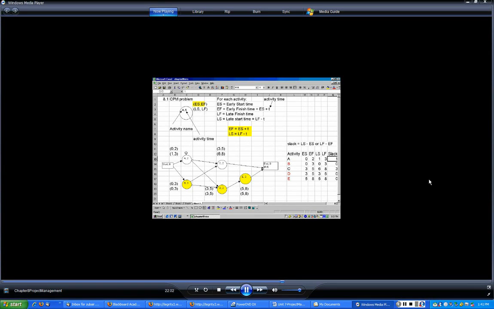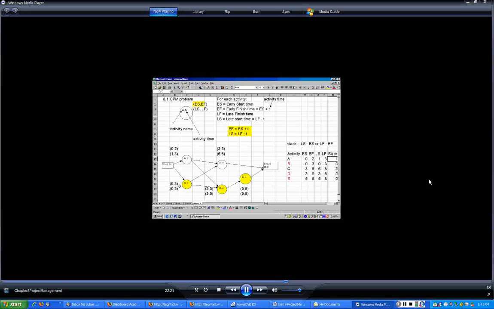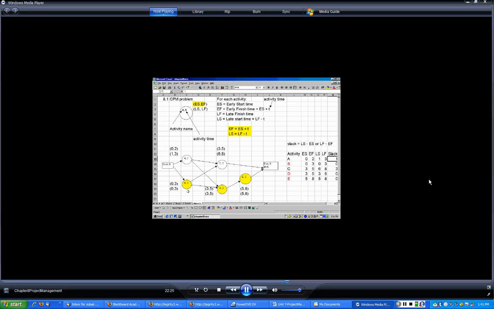Okay. How soon can activity A start? Right now, which is 0. Then how early can it finish? 0 plus its duration 2, which is 2. Okay. Then activity B, how soon can it start? Right now. How early would it finish? So 0 plus 3, that is 3. Now we have the early start, early finish times for both activity A and B.